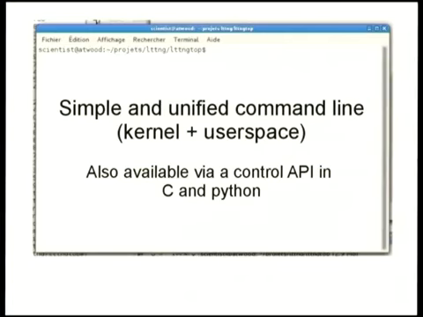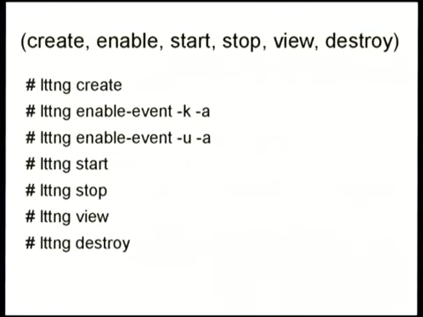We also have bindings in C and Python, so if you want to do a control thing and a special surveillance application, you can control the tracing directly. This is the standard command you'll use to do some tracing: create a session, enable some events, start, stop, you can view the trace and you can clean it up after that.